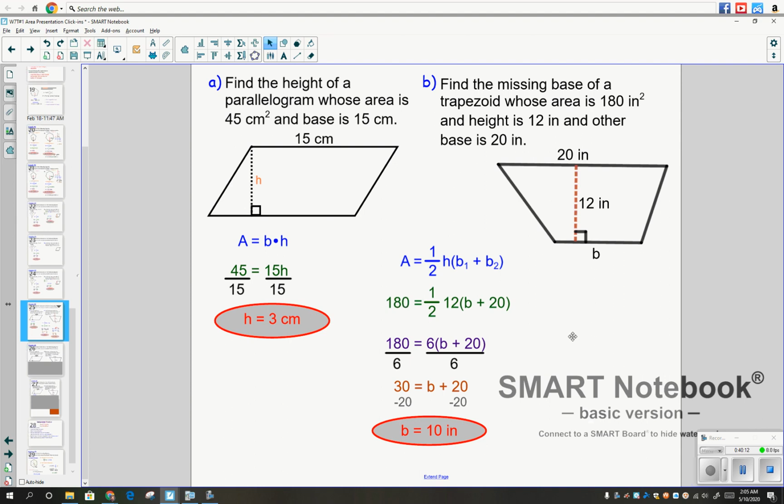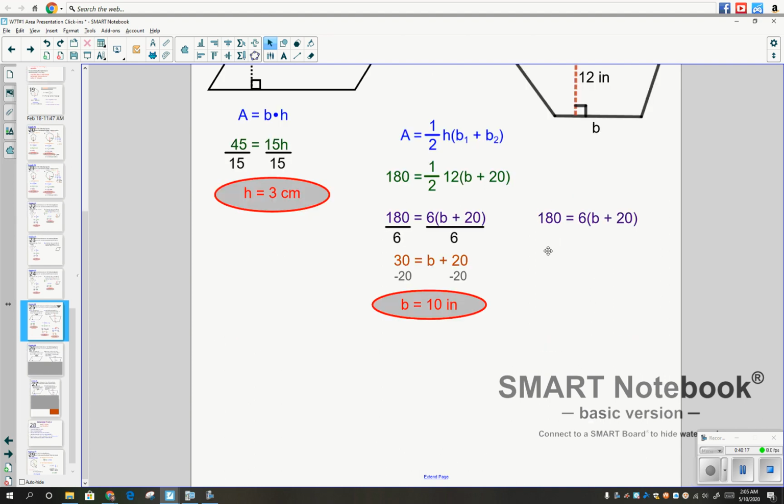Or the other option is what I can do when I get 180 equals 6 times b plus 20. I can distribute the 6 to get 180 equals 6b plus 120. Subtract 120 from both sides. I get 60 equals 6b. Divide by 6 then. And I end up with 10 inches as well. Either way, they both work out.